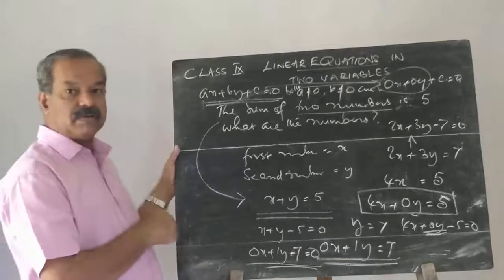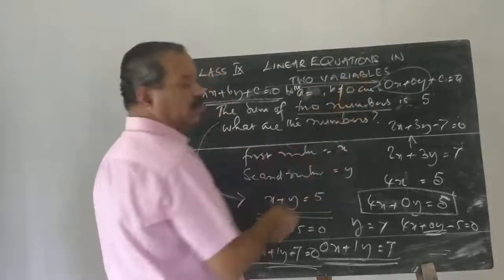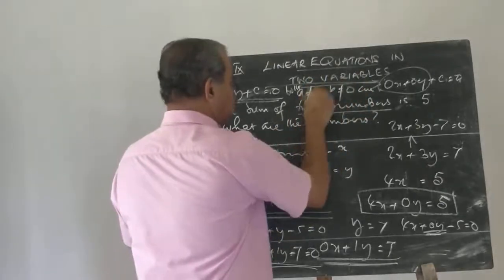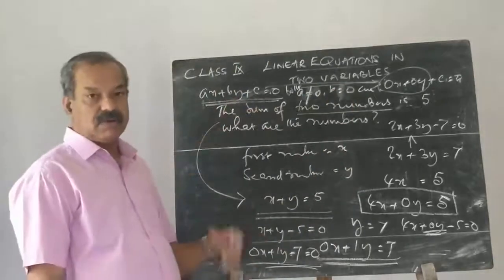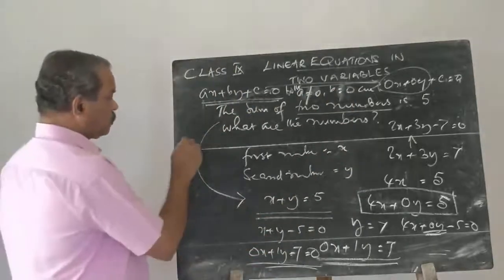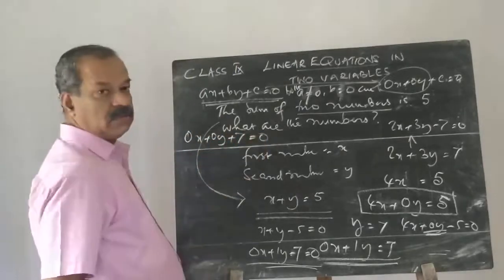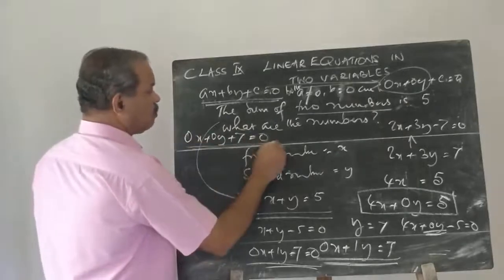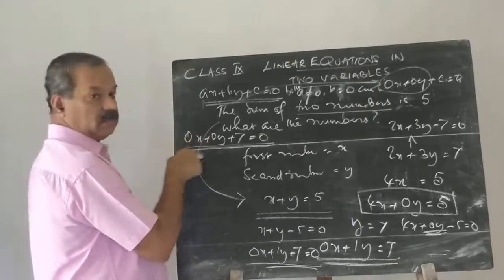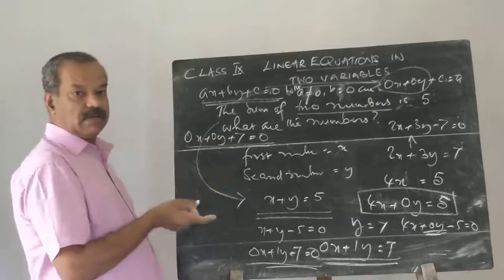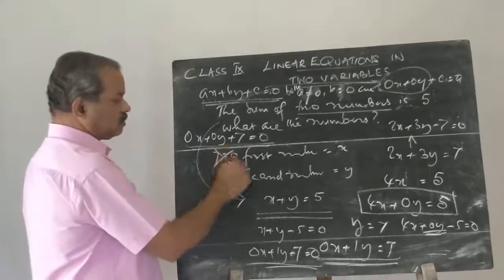Either a can be 0, then b not equal to 0, or if a not equal to 0, then b can be 0. c can be any number, 0 or not. For example, 0x plus 0y plus 7 equal to 0 is not a linear equation in two variables. By 0x, no term containing x; by 0y, no term containing y. Then we get 7 equal to 0. Actually, this is not true.